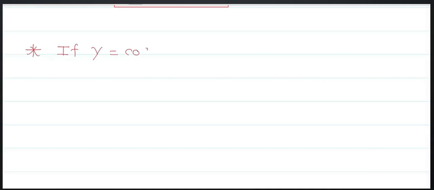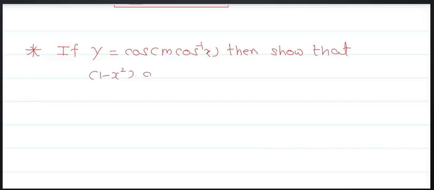If y equals cos of (m cos inverse of x), then show that (1 minus x²) into d²y/dx² minus x into dy/dx plus m² y equals 0.